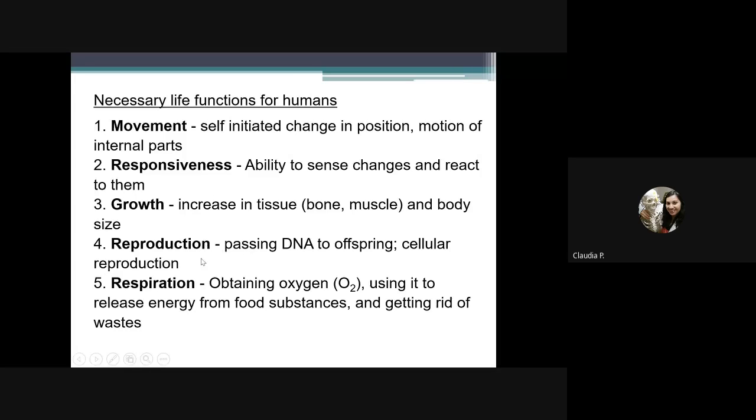But when it comes to the cellular level, your cells do need to replace each other. And then if we talk about sexual reproduction, you are going to pass on your DNA to your offspring. But in and of itself, sexual reproduction is not a necessary life function. You can be a perfectly healthy human being without reproducing, but we're looking more here in terms of cells.